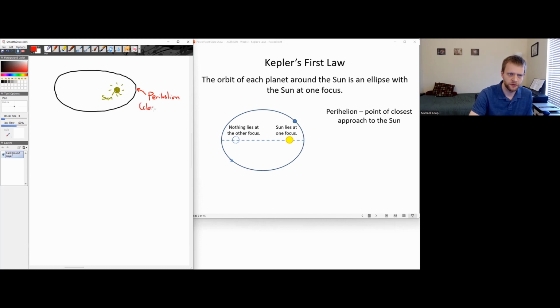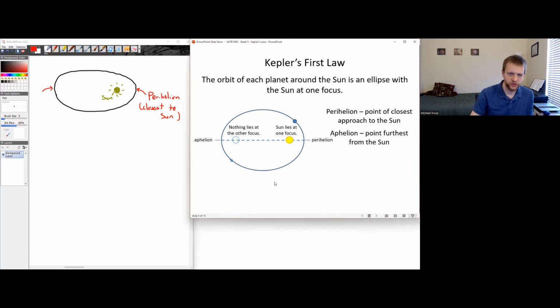So closest to the sun. On the exact other side of the orbit, we have what's called the aphelion, which is the point that's furthest away from the sun. So furthest.